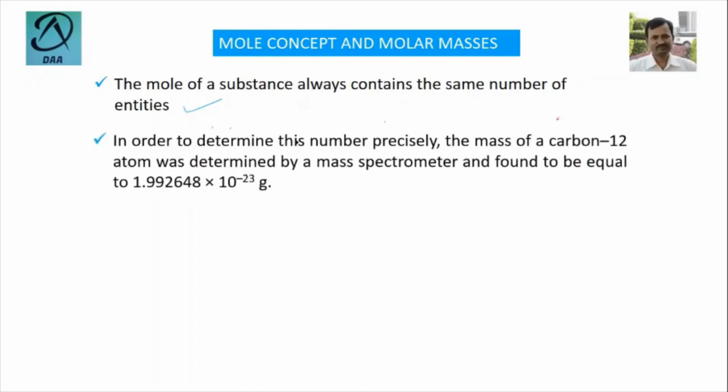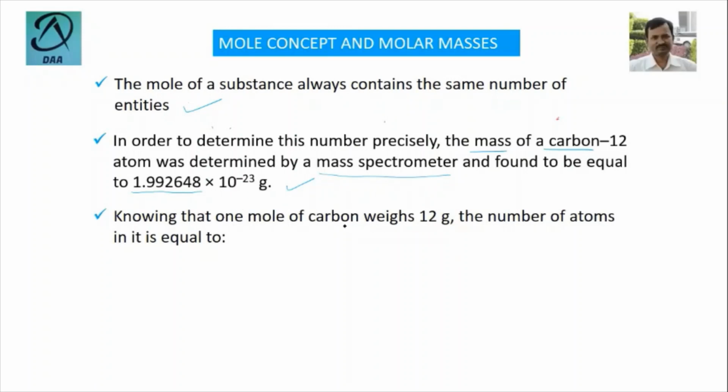So, when we determine the number precisely, we have to take the mass of the carbon-12 isotope, and it should be determined by the mass spectrometer to get the result very precisely, and then it will be 1.992648 multiplied by 10 to the minus 23 gram.